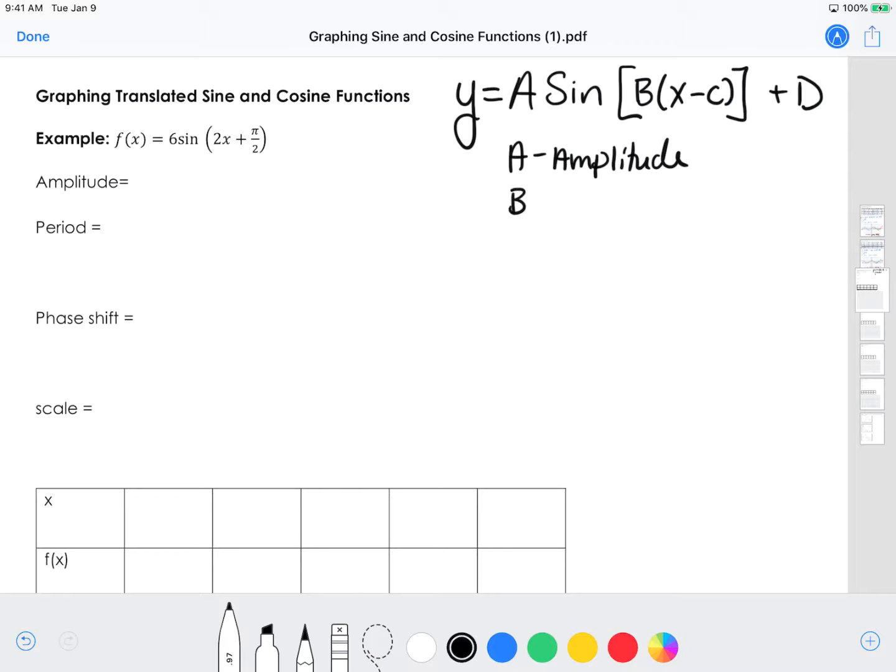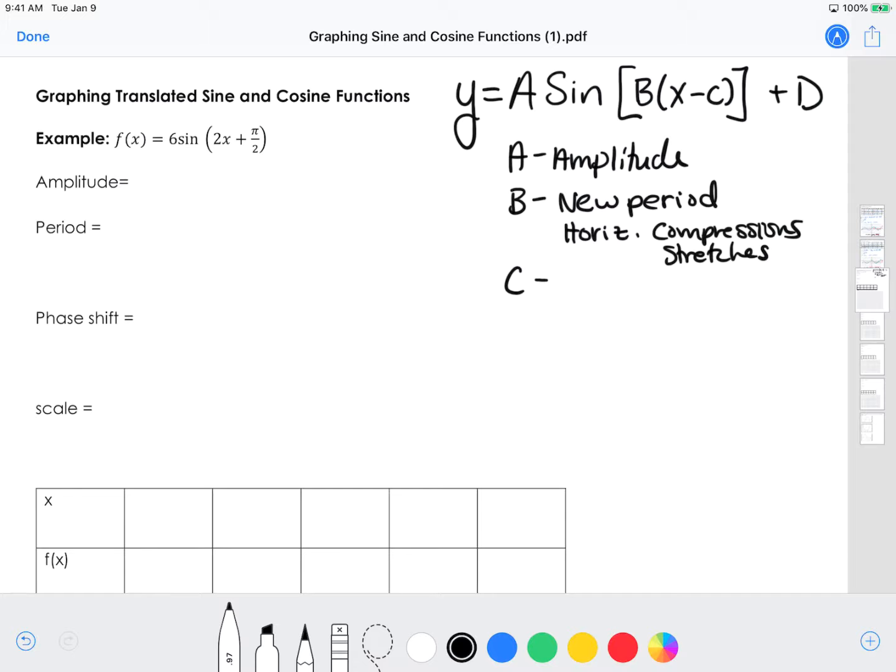B is going to help us determine the new period of the shifted function or the translated function, and we're going to use our knowledge of horizontal compressions and stretches, right? Because remember, thinking back to our translated function rules, if we have a constant in front of the x, that tells us if it's horizontally compressed or stretched.